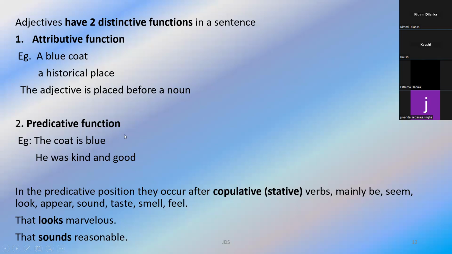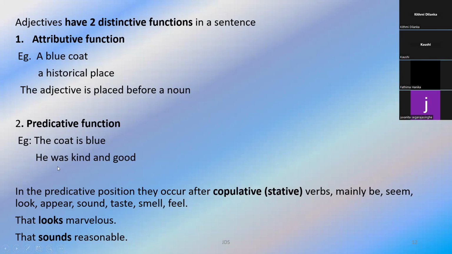When it is performing a predicative function, it mostly comes after a be verb. You know, a be verb, am, is, are, was. So the adjective will take the position after a be verb. The coat is blue. He was late. Right? So he was kind and good. Kind and good denotes the person he.